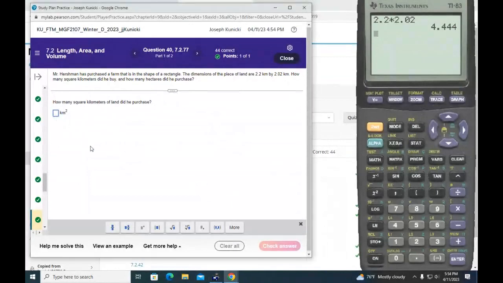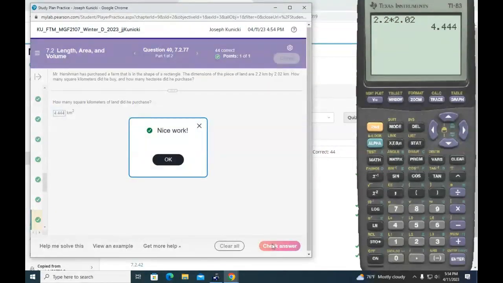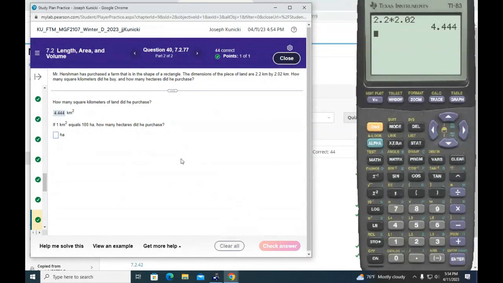Now notice they didn't tell us to round it. So we report all the decimals. 4.444. Then they're going to ask us, how many hectares did he purchase if 1 kilometer squared equals 100 hectares? All right, so in case it's confusing, I will now introduce the idea of dimensional analysis.